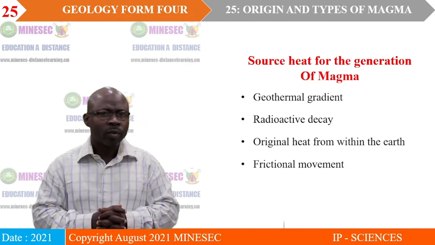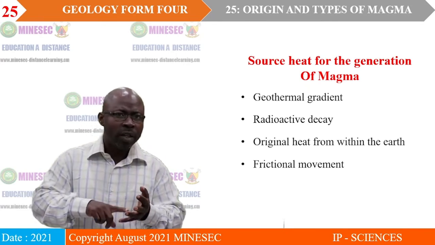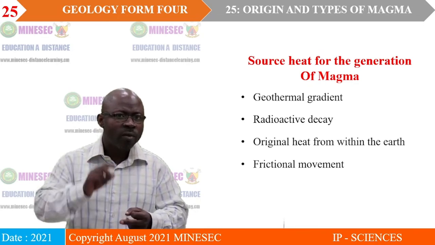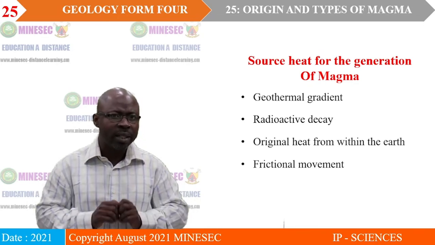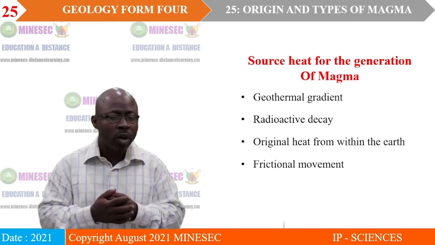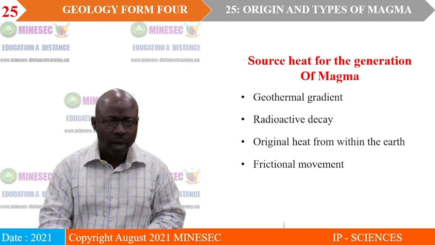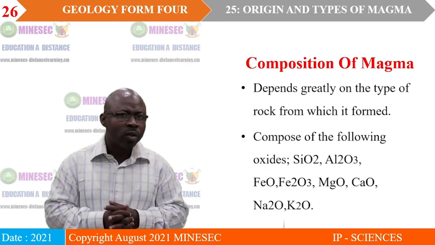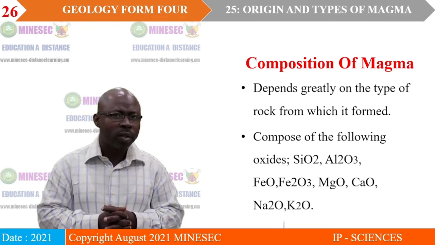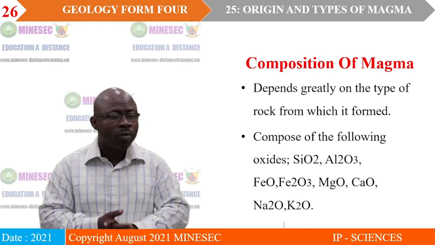We say the driving forces which act as heat to generate this magma are the geothermal gradient, radioactive decay, original heat from within the earth material itself that has been released, and frictional movement as a result of the subduction, moving along the subduction zone. Those are the principal sources of heat that generate magma. We said magma is composed of oxides, and the type of magma that forms depends greatly on the type of rock from which it was formed.